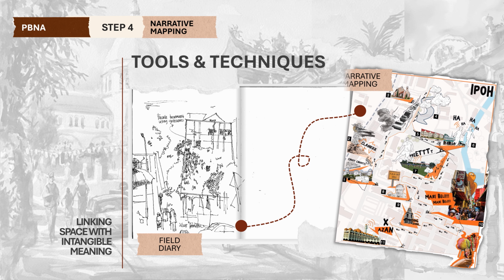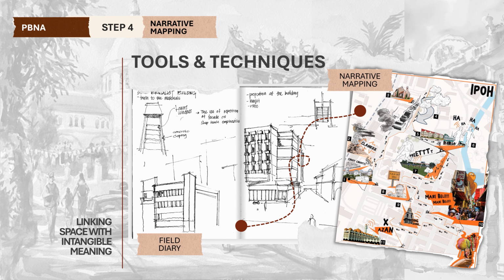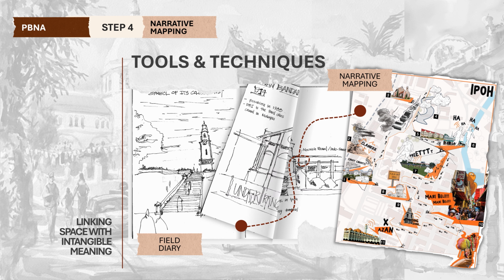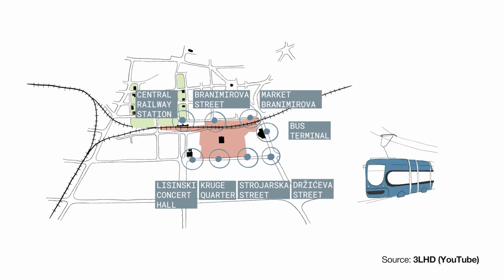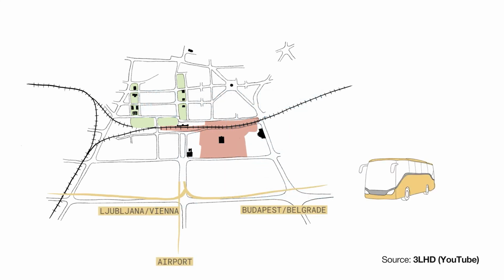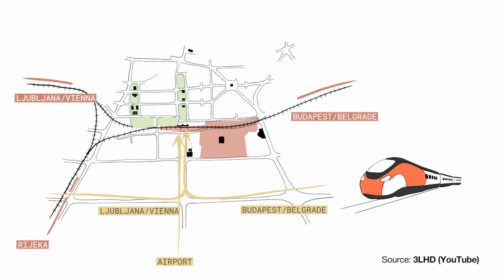Second, narrative mapping. This is where students begin spatial storytelling. They overlay stories onto site maps, connecting places with people's memories and emotions. Why is this important? Because it reveals a deeper layer of the site, not just what it looks like, but what it means to the people who live there.